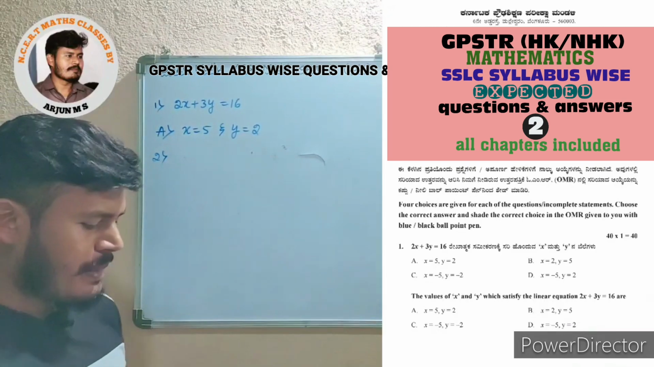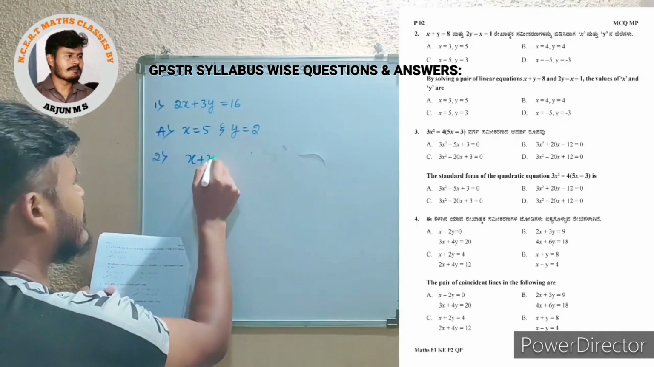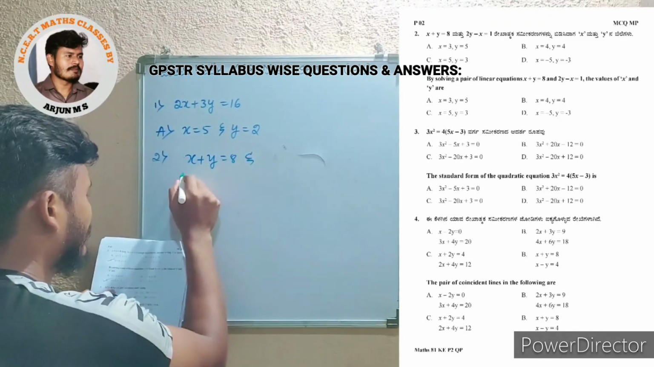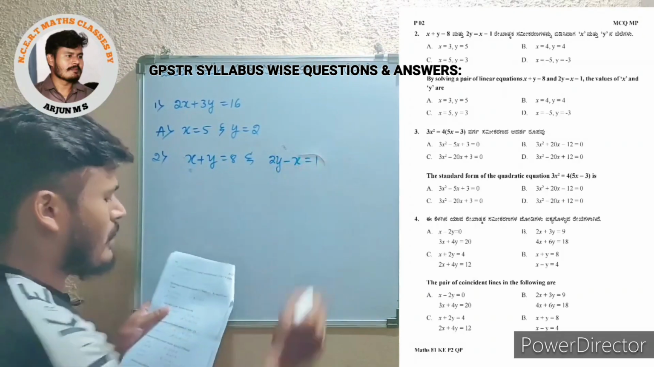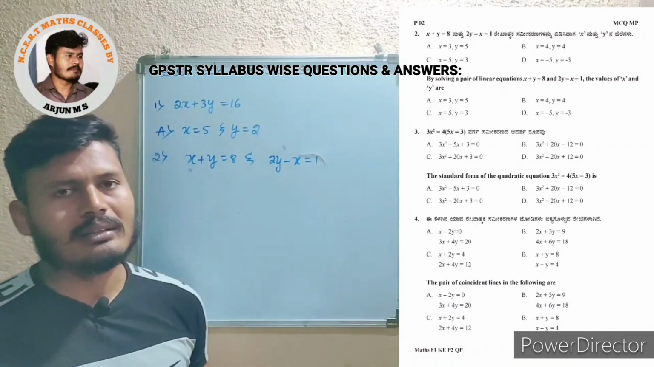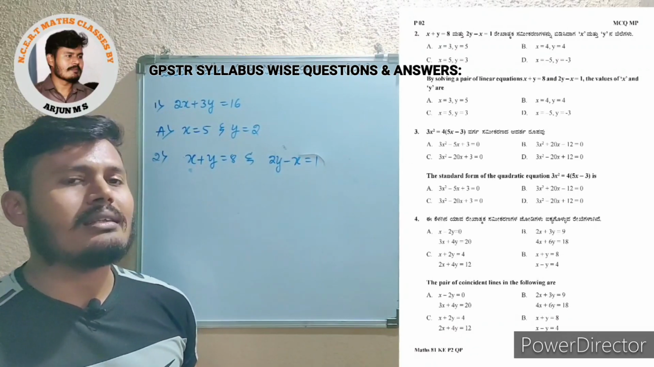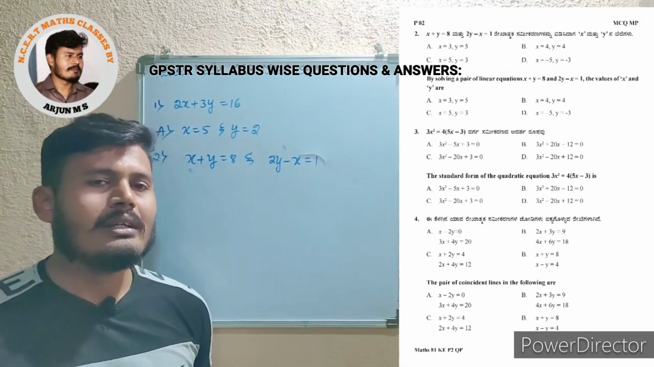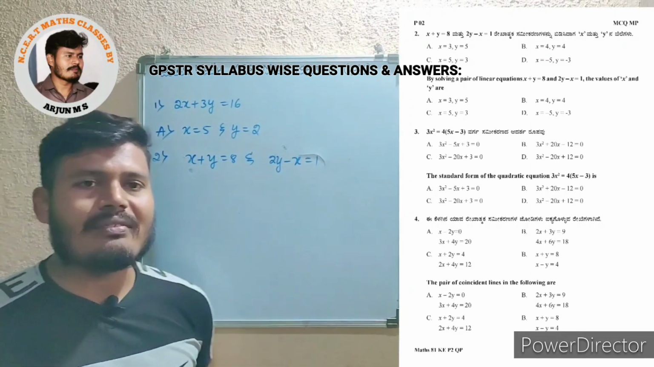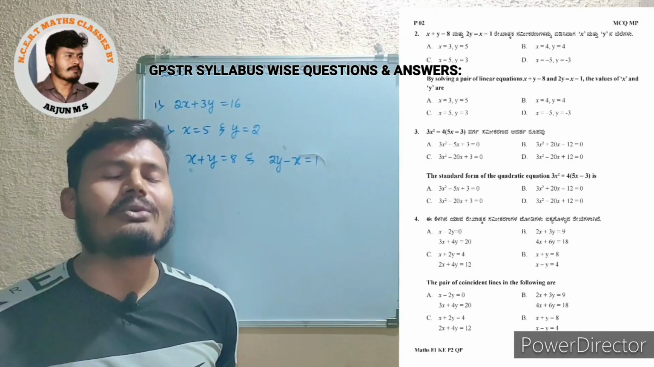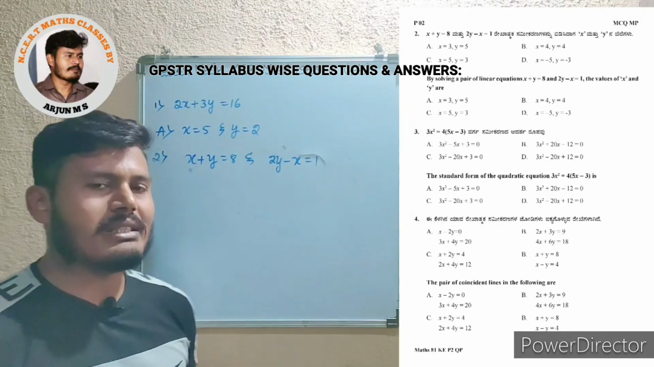You just observe here: by solving a pair of linear equations, they have given two equations here, x plus y is equal to 8 and 2y minus x is equal to 1. The values of x and y are... here also they have given a pair of linear equations in two variables and they are asking you what are the possible values of x and y. You just observe carefully, they have given two equations. We can easily find the values of x and y by applying the substitution method, elimination method or cross multiplication method. The better way is the elimination method, right?